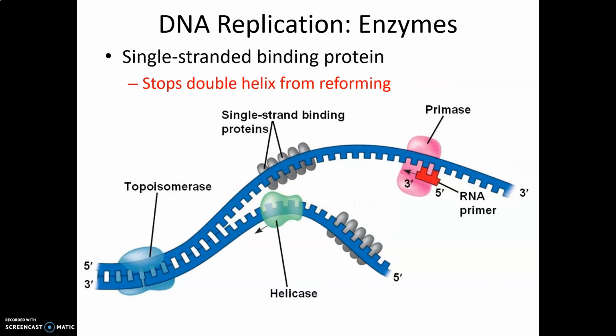We have single-stranded binding proteins. They are what their name implies. They're going to bind to the single strands of DNA, these parent molecules, and stop them from reforming the original molecule, okay? So single-stranded binding proteins come in after helicase has opened up our DNA and stop it from reforming its double helix, stop it from going back to its native conformation.